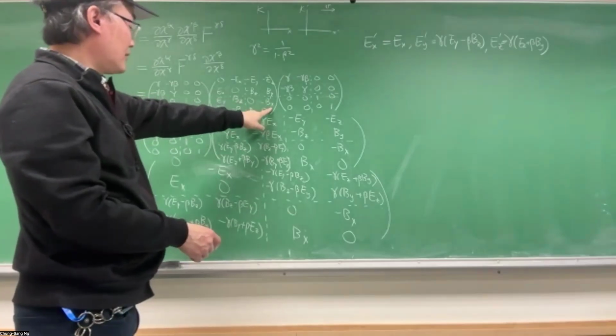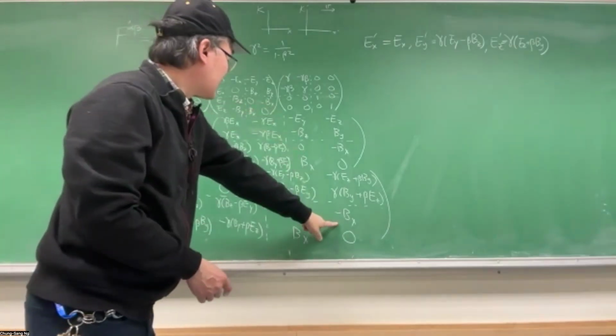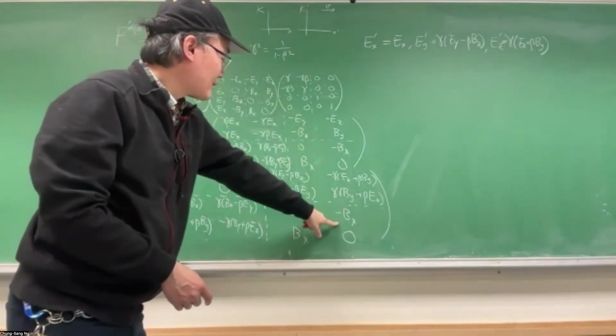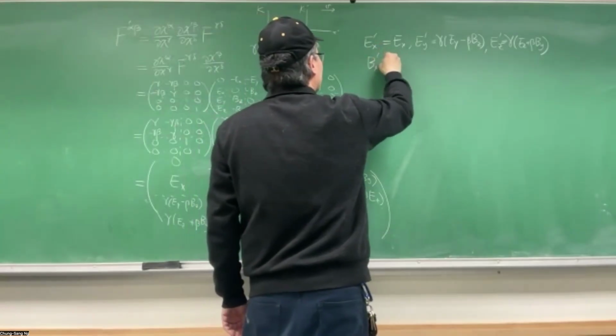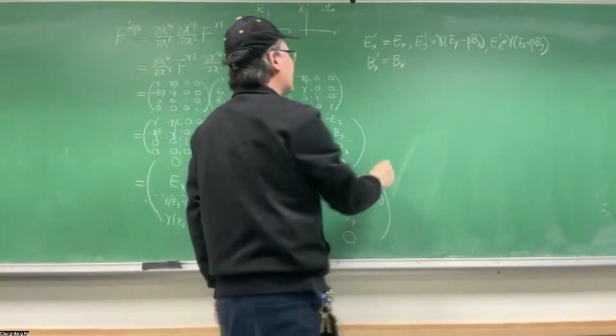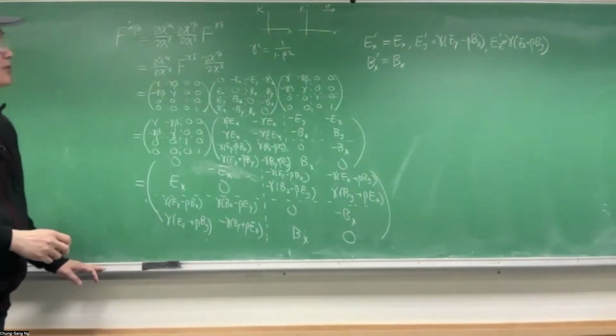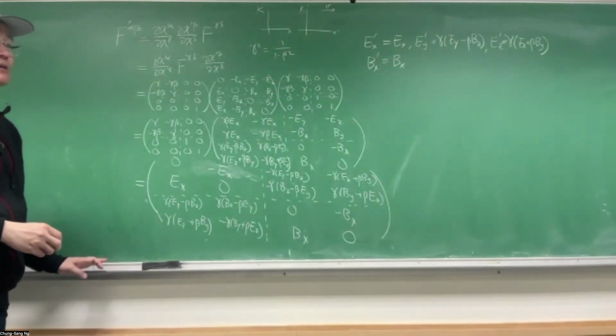So Bx prime over here, and likewise this is Bx. So Bx prime and Bx are the same. So that's like the same. Like the electric field, the parallel component of the magnetic field also doesn't change.